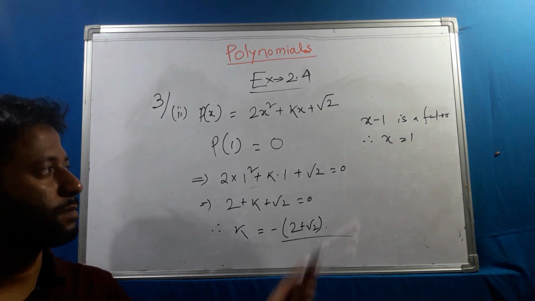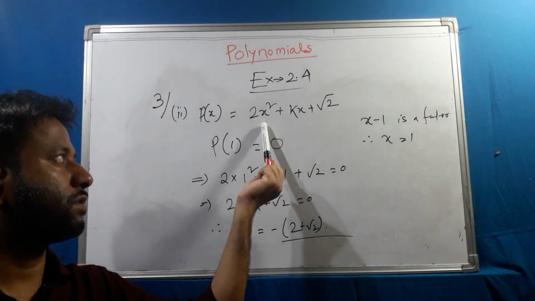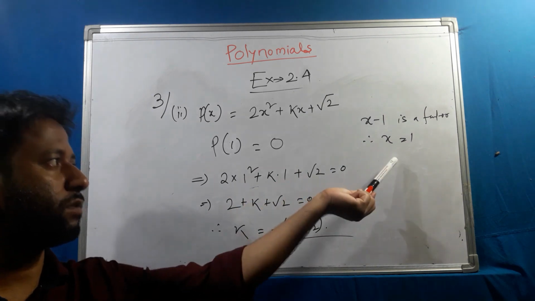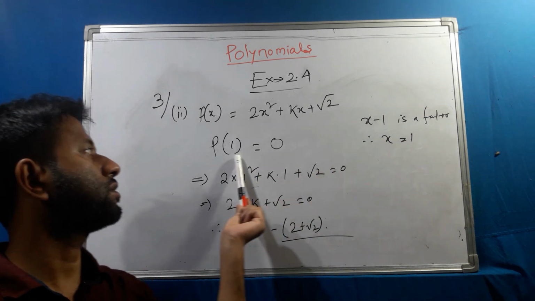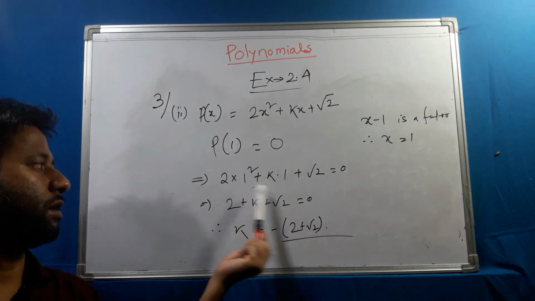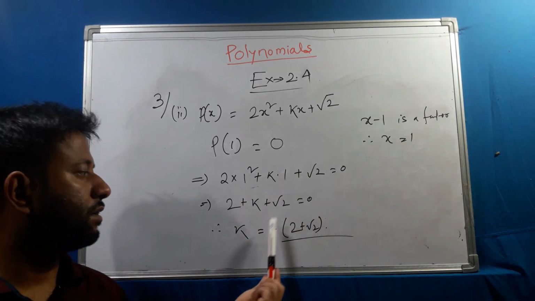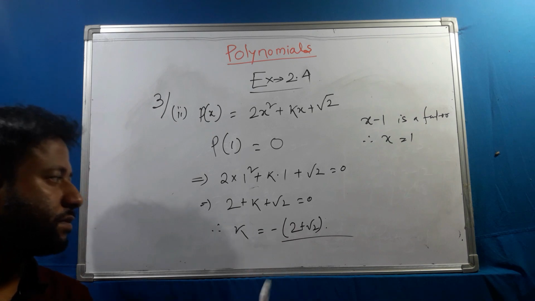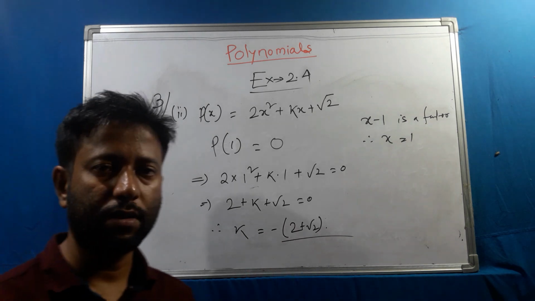x − 1 is a factor of this one, so x = 1. I put this one here. So when I put this value, since this is a factor of this one, this term should be equal to 0. This condition should be satisfied. So for satisfying this one, I put this value here and check the value of k. So k = −2 − √2.